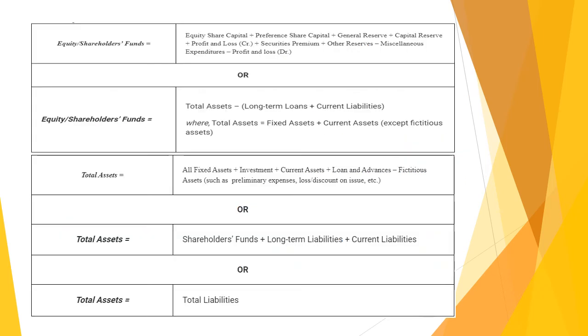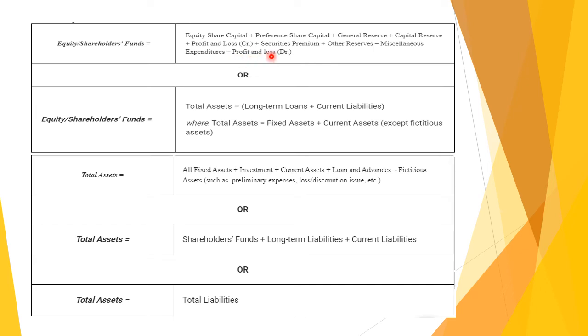Now let us have a look at what is included in equity or shareholders' funds. Equity share capital, preference share capital, reserves, general reserve, capital reserve, profit and loss credit balance, securities premium, other reserves, minus miscellaneous expenditure, and minus profit and loss account debit balance. We have already discussed all these things previously.